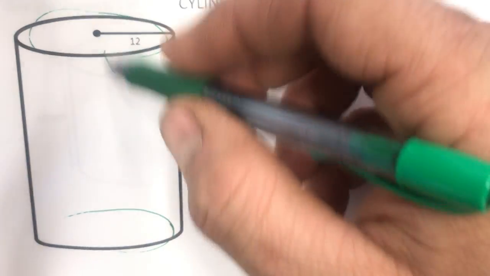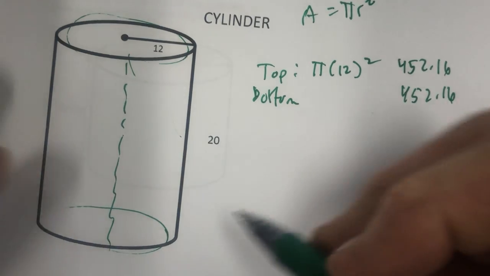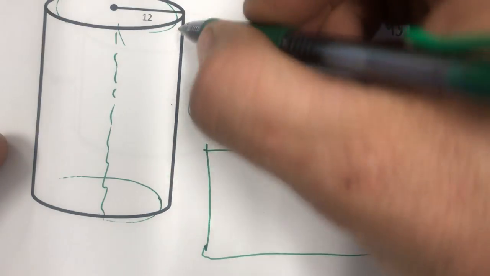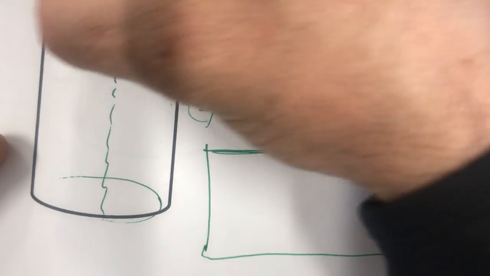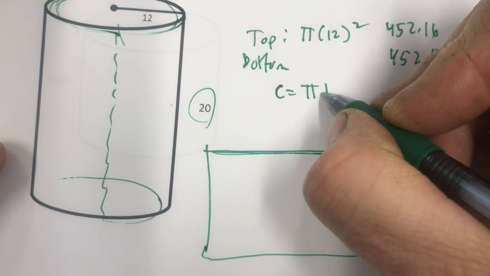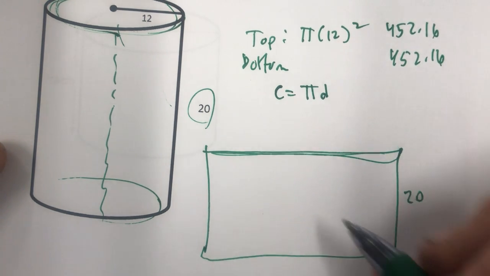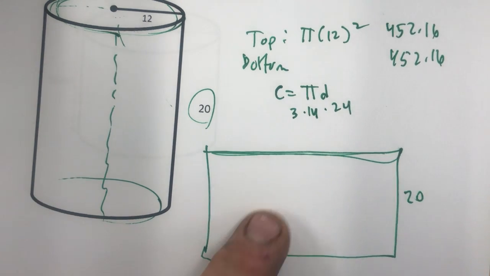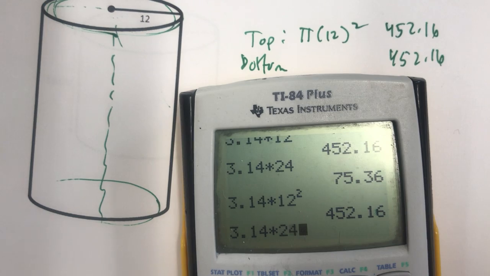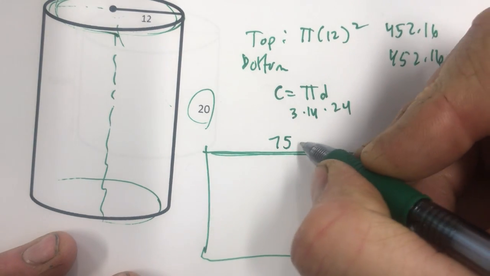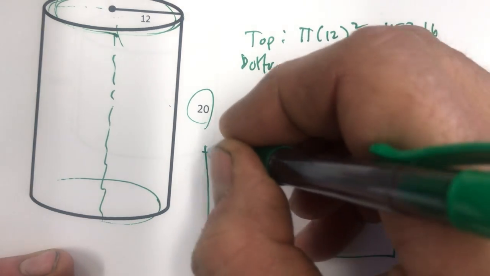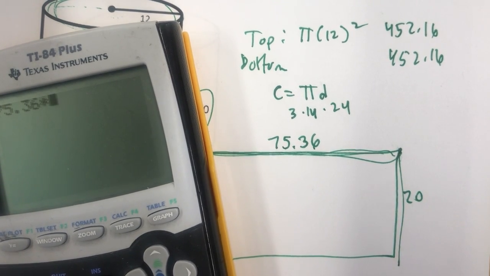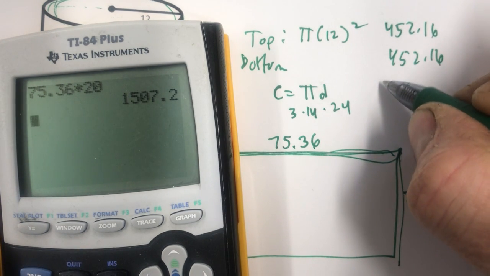Okay, then we have this side piece that goes around. If I just cut this thing right here and fold it out, it's going to make a big long rectangle like this. How tall is this rectangle? Right there, 20. How long is this rectangle? Well, it's the distance around this circle up here, which is the circumference. Circumference is pi times the diameter. So pi is 3.14, and the diameter is 12 doubled, which is 24. So 3.14 times 24 is 75.36. Okay, that's how long this rectangle is. So it's 20 tall, 75.36 long. So I multiply those, and there's the area of the side piece.